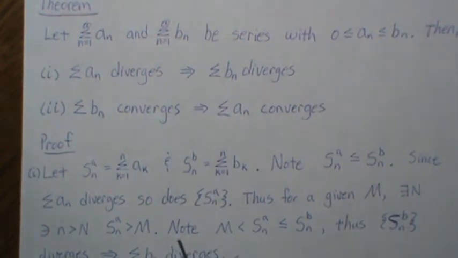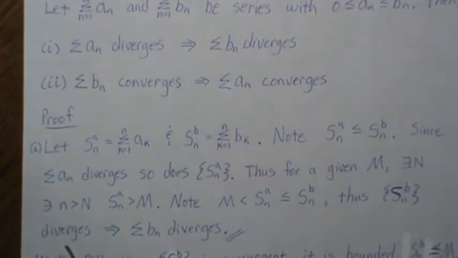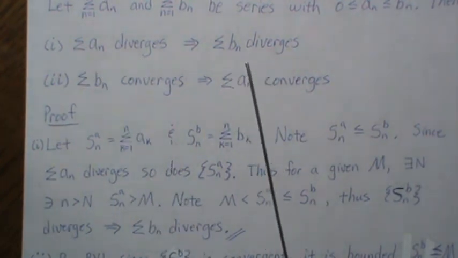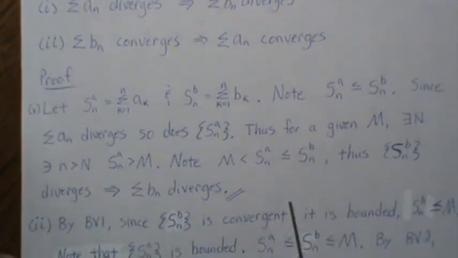That's how you define divergence. Now note that S_n^A is greater than m, because the series diverges. But we just showed that S_n^B is always bigger than or equal to S_n^A. So that says this partial sum diverges. And since the partial sum is linked to the series, that implies that the sum of the B_n diverges. And then we're done. So when A_n diverges, so does the series B_n.